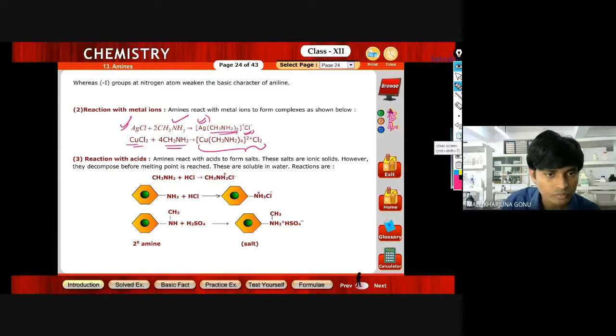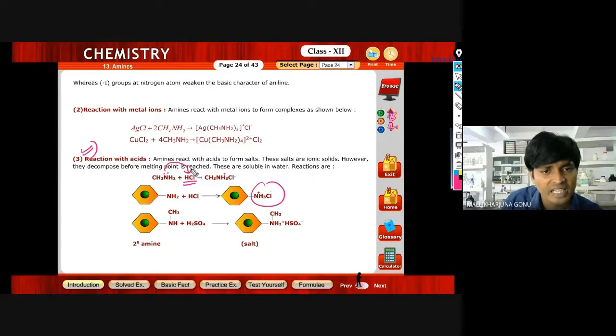Next, reactions with acids. So what happens with the acids? We know salts will form. You have to add HCl to this one. Basically, whatever lone pair of electrons is there, that will be given to this H plus, then a positive charge will be generated. So that is only this hydrogen you add to this one. So CH3NH3 plus and Cl minus. So like that you club and you write. CH3NH3 plus Cl minus. Aniline reacting with HCl gives C6H5NH3 plus Cl minus.